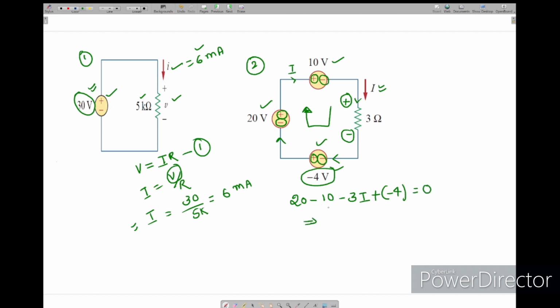How much did we get? 20 minus 10, 10 minus 4, 6 equal to 3I. From this, I equals 2 amps. This is the way we can find the I in the network. Or one more way we can find the I. How is it? See.